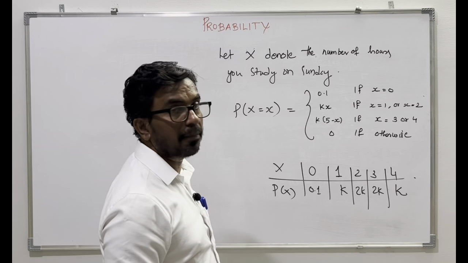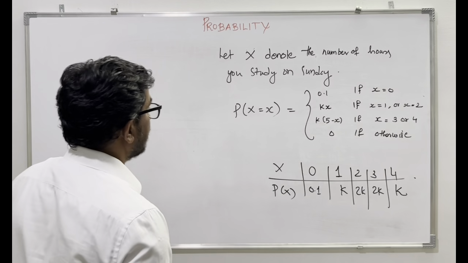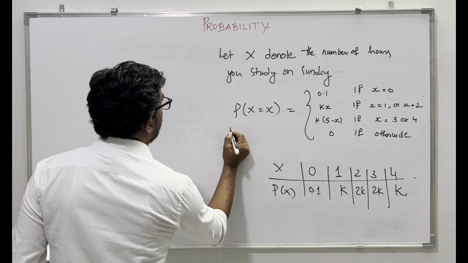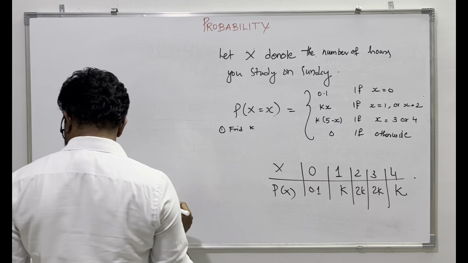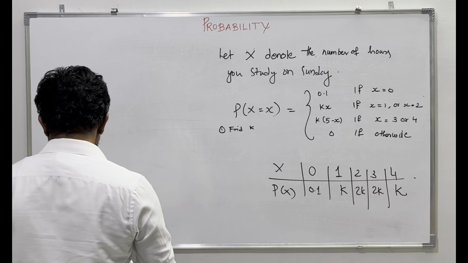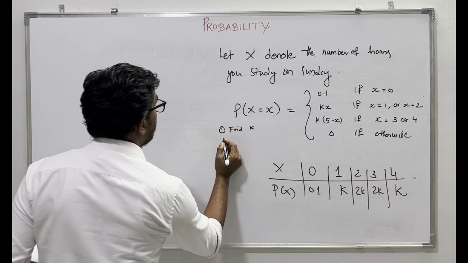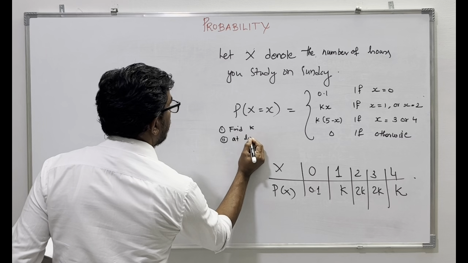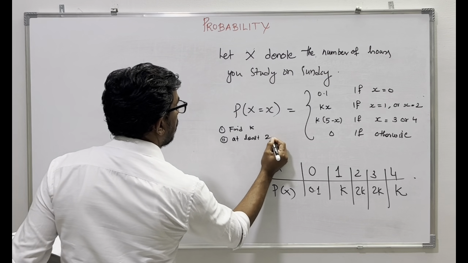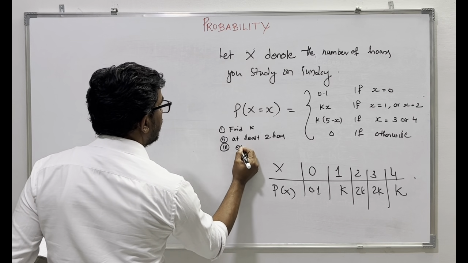This is how the system works. Okay, I did not write what they are asking you to find. The question is like this. Find k. First question. Second question: what is the probability that you study at least 2 hours? At least 2 hours. Third question: exactly 2 hours.